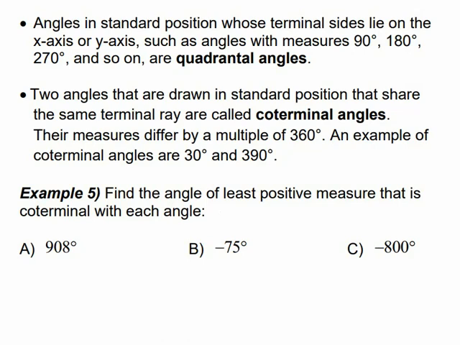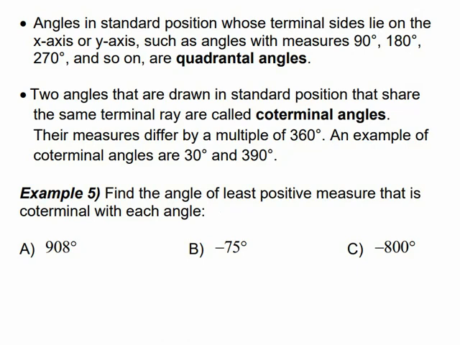Angles in standard position whose terminal sides lie on the X or Y axis, such as angles with measures of 90, 180, 270, 360, and we could keep going all the way around the circle several times. But if our terminal side ends on one of those marks, then it's called a quadrantal angle.